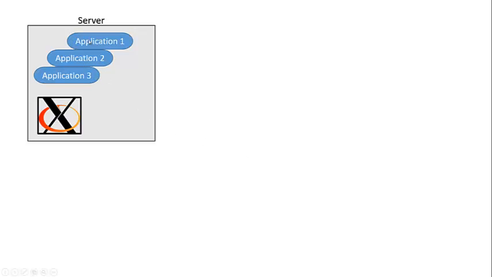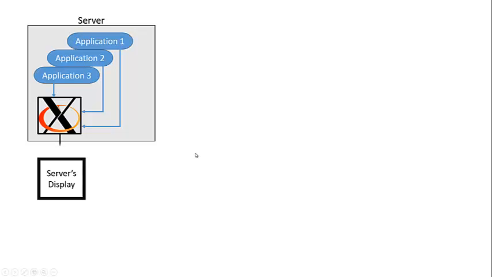When you're accessing a Linux computer locally, you interact with each of the applications. When the application needs to draw something to display, it sends output to the X server that actually does the drawing. Then the X server sends a drawn image to your display.